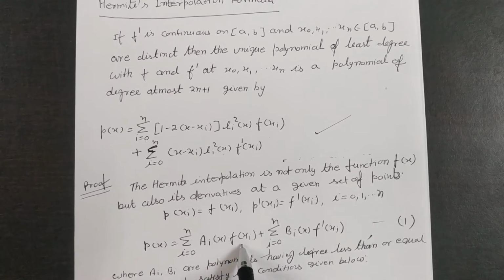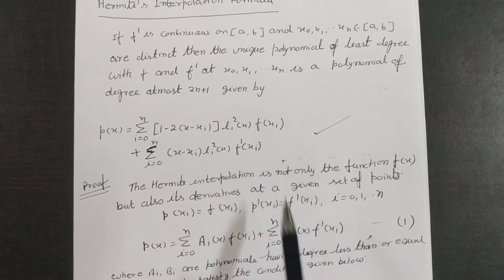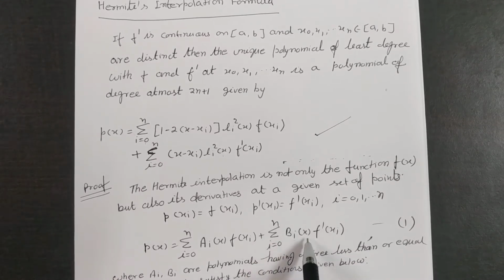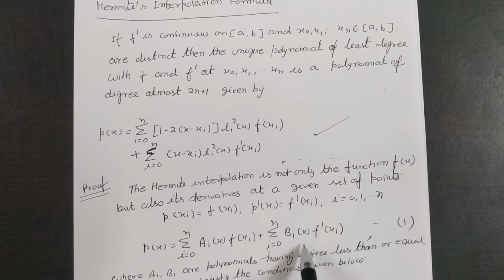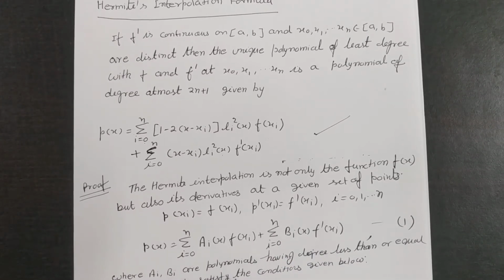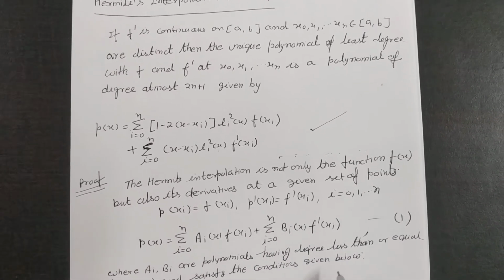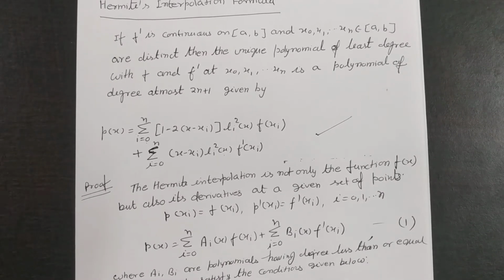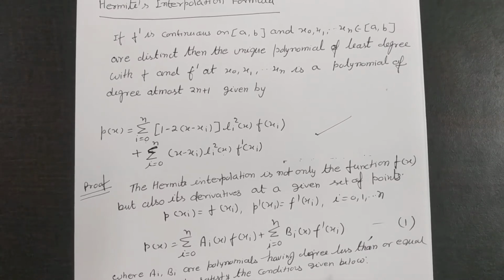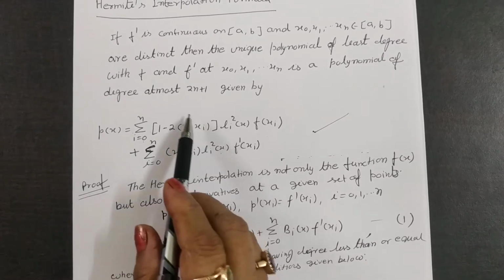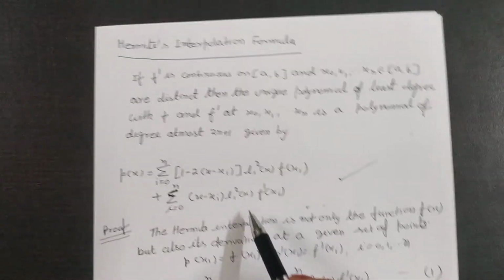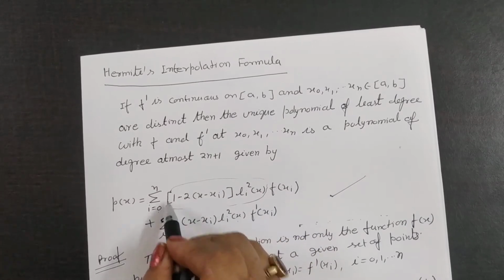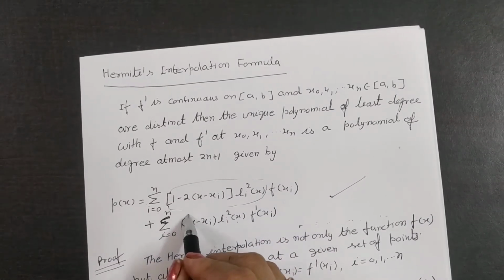Plus the sum, i varying from 0 to n, of Bi(x) f dash(xi). Now we want to determine Ai and Bi, which are polynomials of degree less than or equal to 2n plus 1 and satisfy the conditions given below. In this formula you obtain this one, and here you also obtain this one.